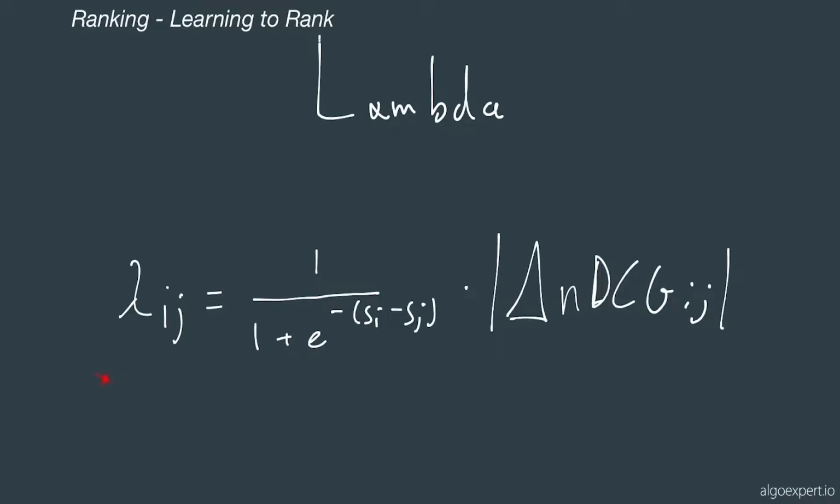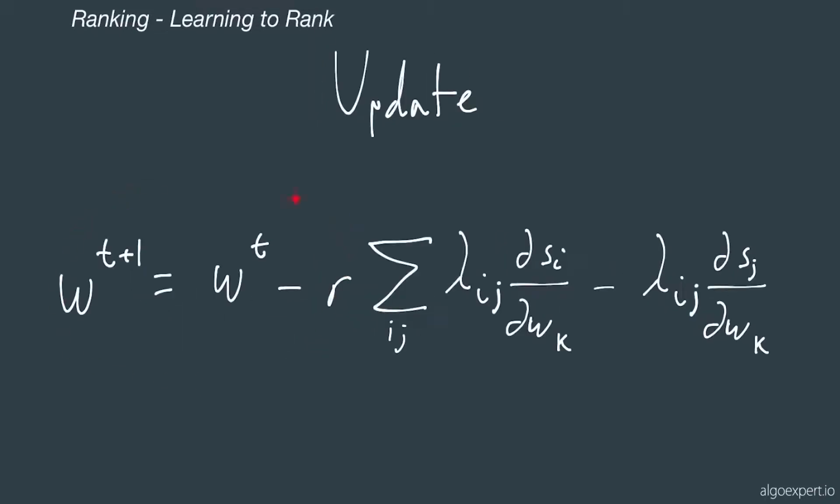So now that we're using this lambda instead of a gradient, how do we update our weights? Well, it's extremely similar to our old update functions. The only difference is that we're subtracting these terms because we want to find the difference between this particular document and that particular document. You'll notice here that there is no partial derivative with respect to some cost function. Now it's just the partial derivative of Si with respect to Wk and Sj with respect to Wk.